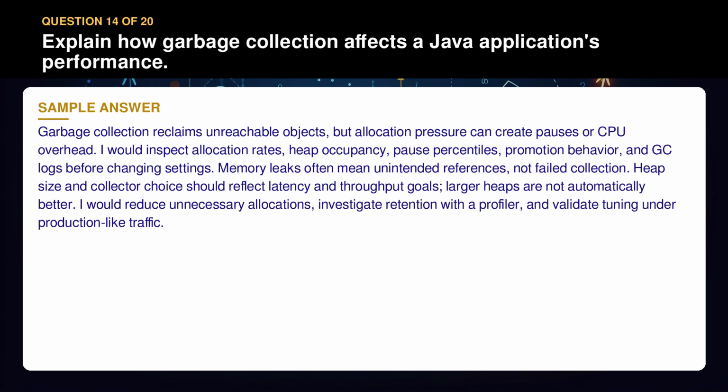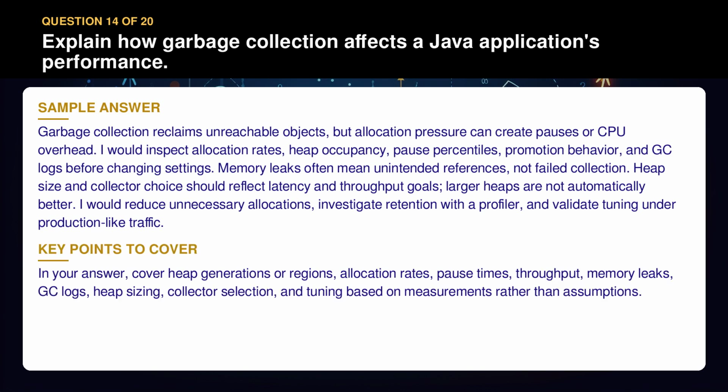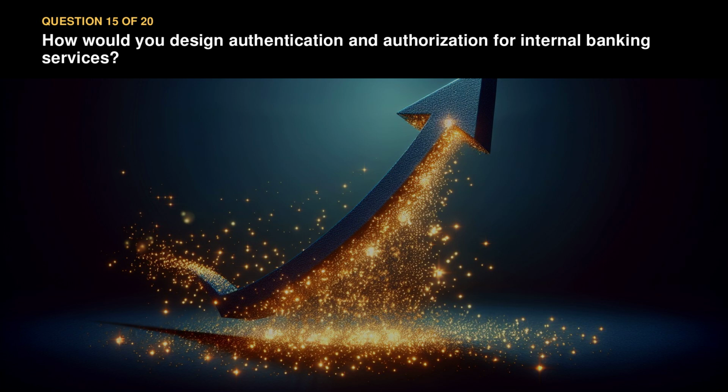Memory leaks often mean unintended references, not failed collection. Heap size and collector choice should reflect latency and throughput goals. Larger heaps are not automatically better. I would reduce unnecessary allocations, investigate retention with a profiler, and validate tuning under production-like traffic. In your answer, cover heap generations or regions, allocation rates, pause times, throughput, memory leaks, GC logs, heap sizing, collector selection, and tuning based on measurements rather than assumptions. Question 15. How would you design authentication and authorization for internal banking services?